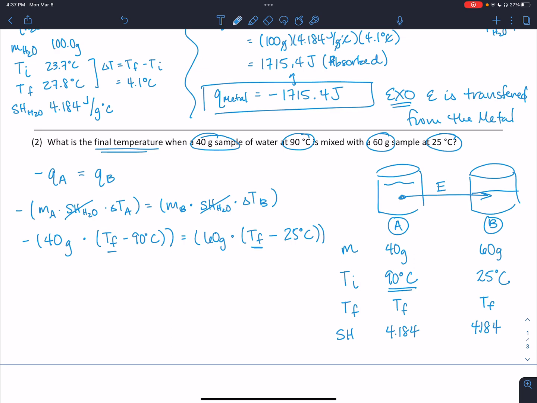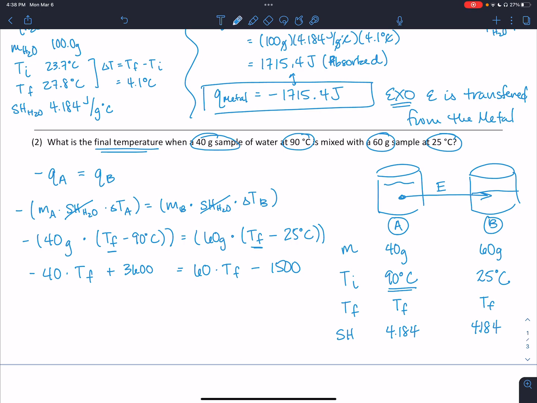Now I'm going to do some distribution, and I get negative 40. I'm going to drop some units here. This is bad practice, but you know. And then I'm going to have plus 3,600, because that negative sign gets distributed as well. And I'll have 60 times T final minus 1,500. Then I'm going to do some rearranging.